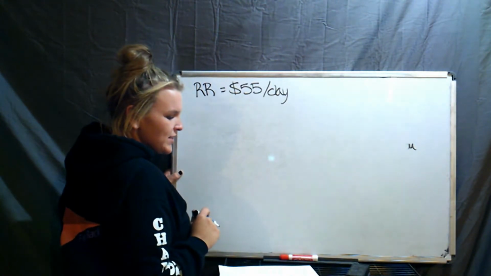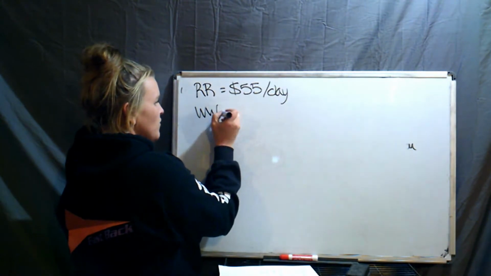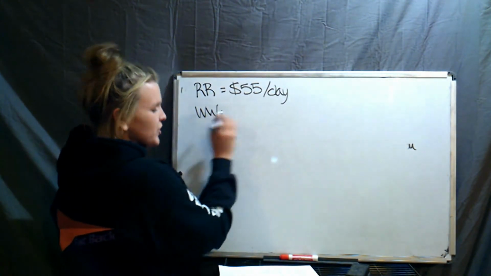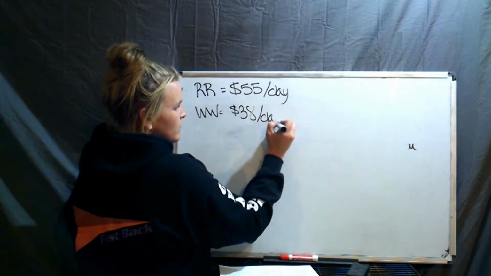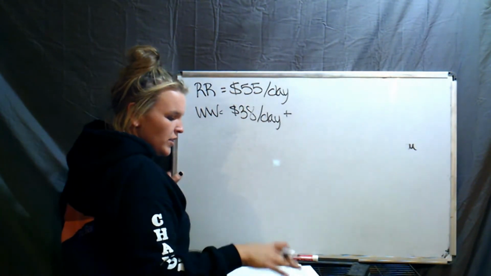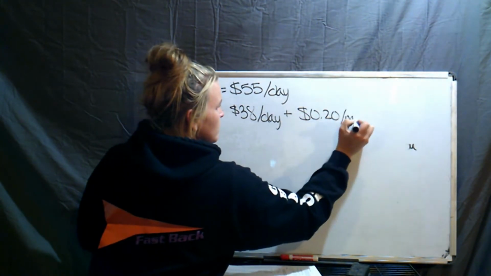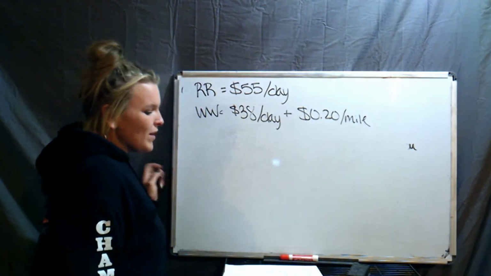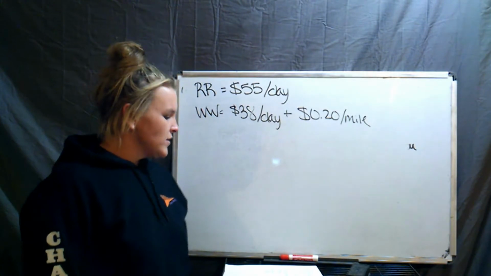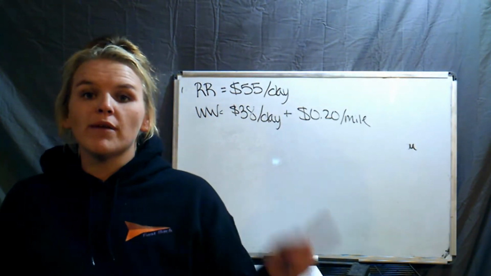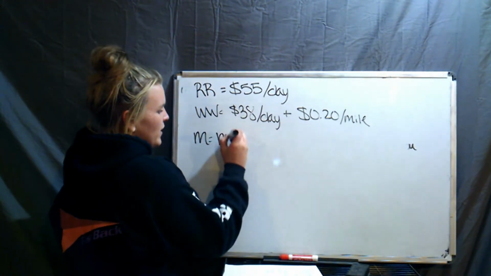The cost of renting a similar vehicle at We Got Wheels, so I'm going to call that one WW, that's We Got Wheels, is $38 per day plus 20 cents per mile. For what number of miles is the cost at Rent-A-Ride less than the cost at We Got Wheels? So I need to find a variable, and I'm going to have my variable be m, and that's going to equal the number of miles.